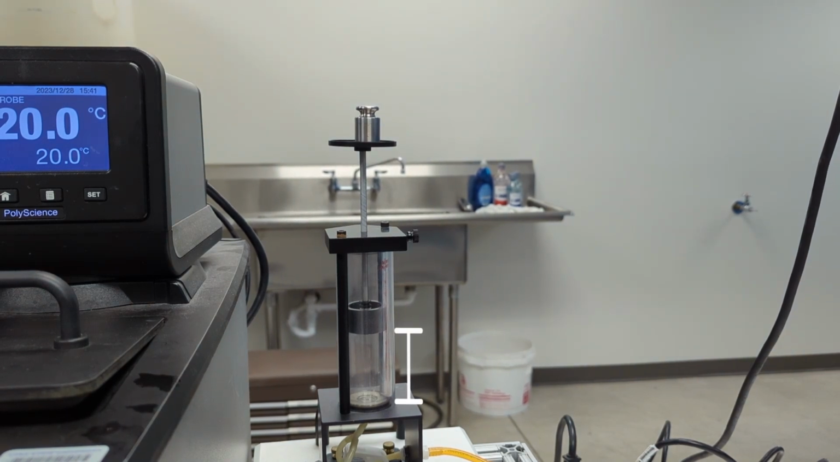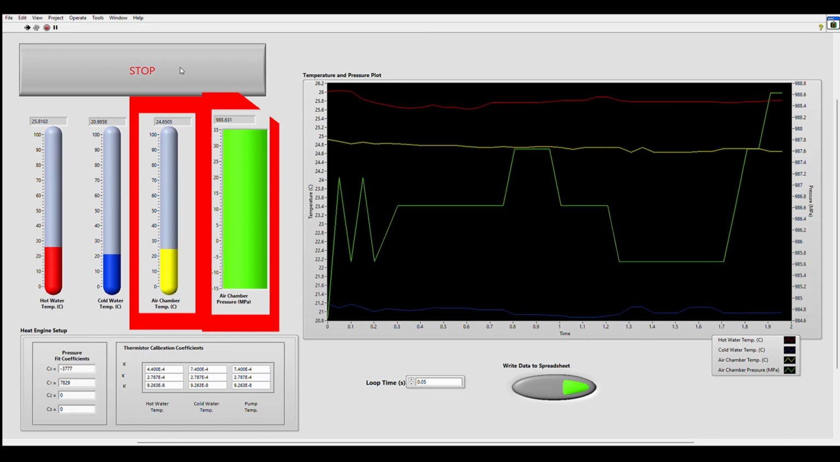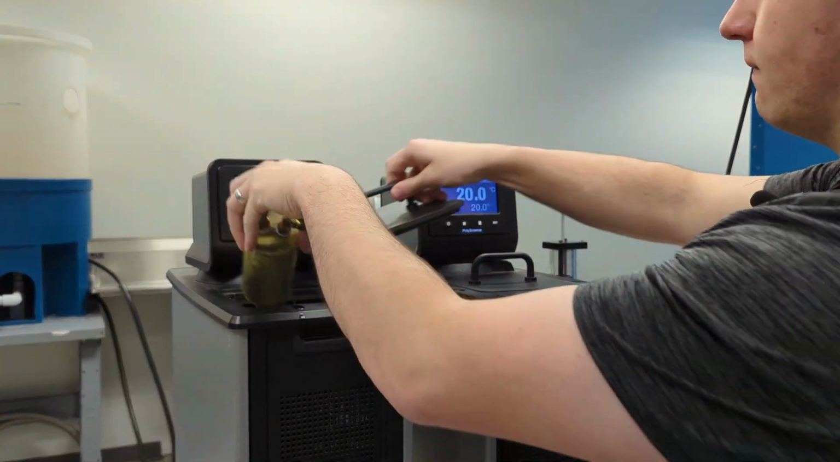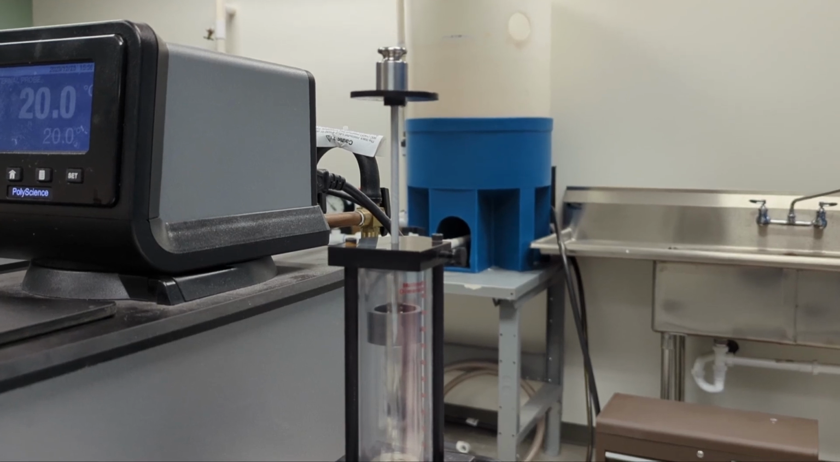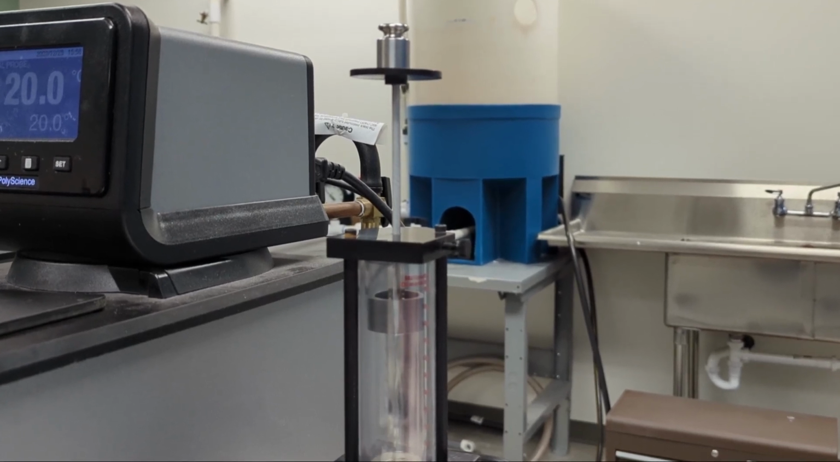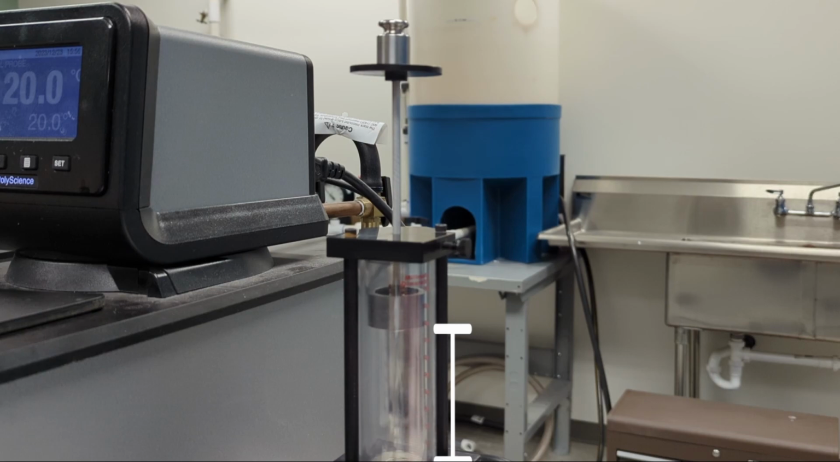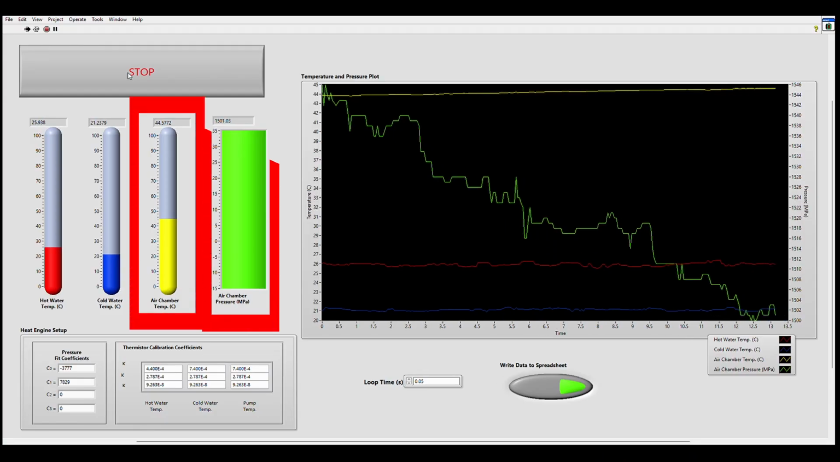Again, record piston height, chamber air temperature, and chamber pressure. Move the canister to the hot bath, causing isobaric expansion. The cylinder should be lifted about 40 millimeters. After chamber temperature has stabilized, record piston height, chamber air temperature, and chamber pressure.